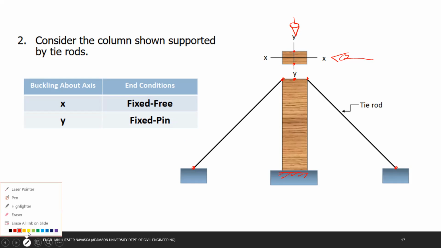However, in our example, looking at the x-axis direction, we have this fixed-free condition. So it is free at the top. So you have free conditions at the top.